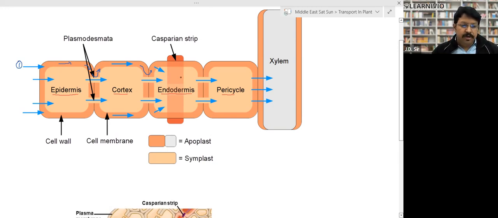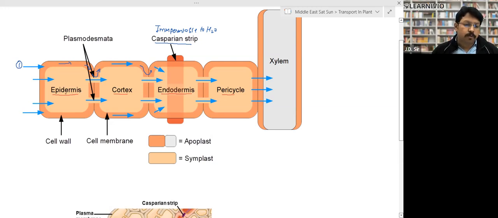Again, when it enters the endodermis, there is a strip called the Casparian strip. The Casparian strip is impermeable to water. Hence, the water cannot cross the endodermis, right? So the apoplastic pathway is not possible here. Then water enters inside the protoplasm and is transported through the protoplasm. This is called symplast, and with the help of plasmodesmata, it goes again to the protoplasm, then again to symplast.